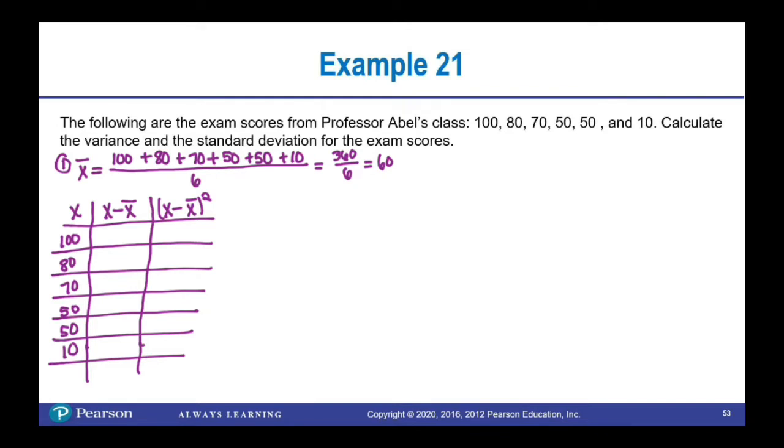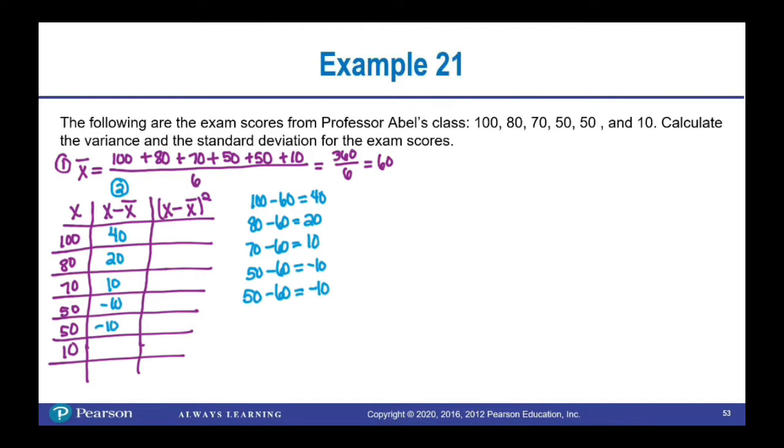My second step is to find the difference between my value and the mean. That's the second column of my table. So I say 100 minus 60, which is 40. Then 80 minus 60 is 20. 70 minus 60 is 10. 50 minus 60 is negative 10. 50 minus 60 is negative 10 again. And 10 minus 60 is negative 50.